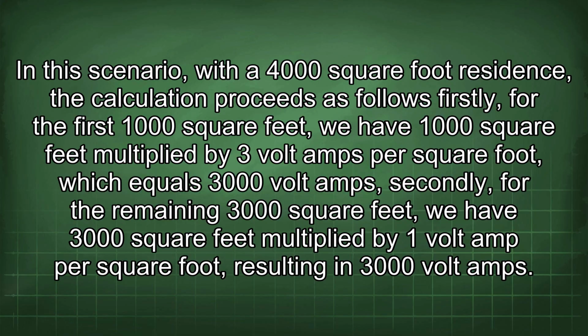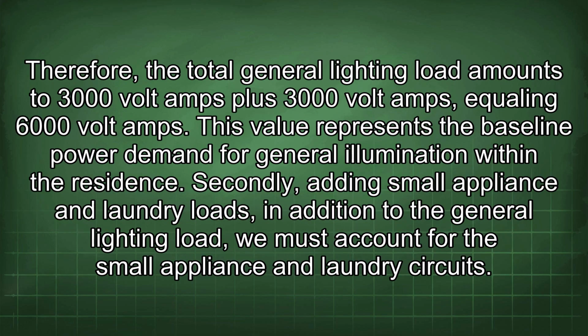Firstly, for the first 1000 square feet, we have 1000 square feet multiplied by 3 volt amps per square foot, which equals 3000 volt amps. Secondly, for the remaining 3000 square feet, we have 3000 square feet multiplied by 1 volt amp per square foot, resulting in 3000 volt amps. Therefore, the total general lighting load amounts to 3000 volt amps plus 3000 volt amps, equaling 6000 volt amps. This value represents the baseline power demand for general illumination within the residence.